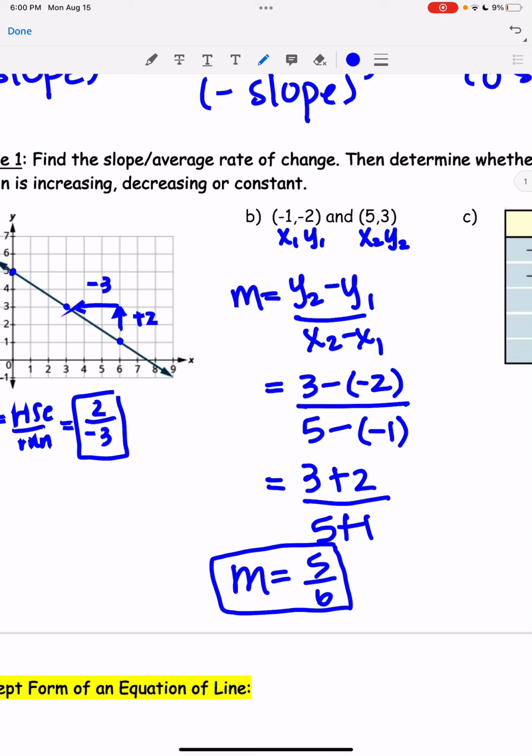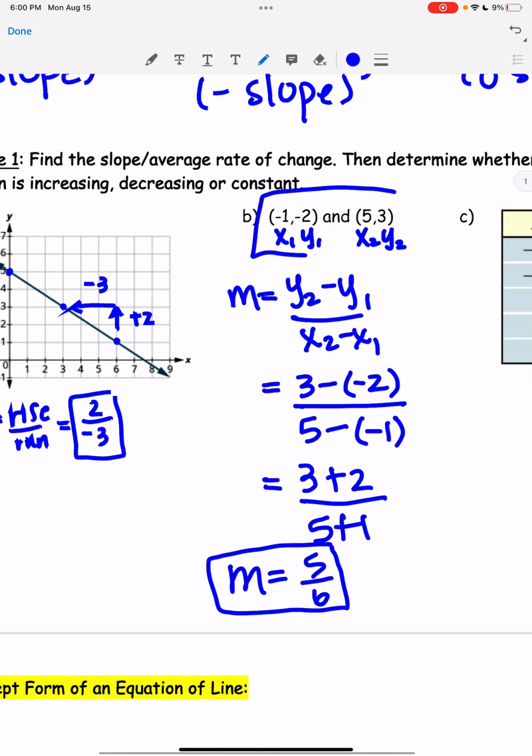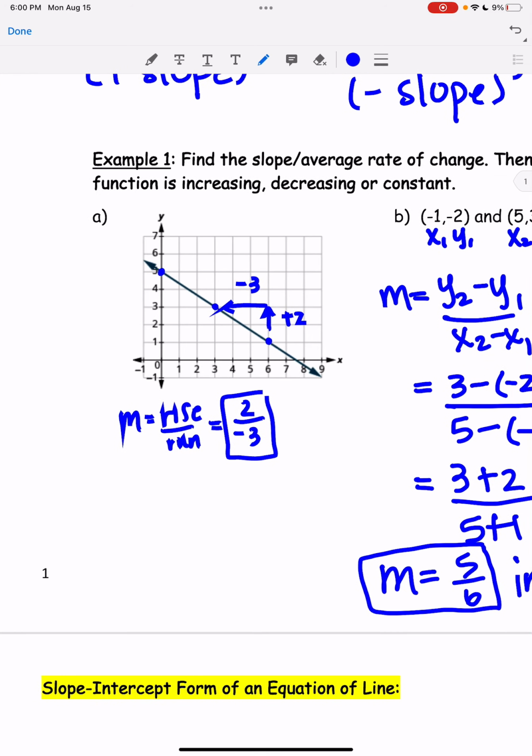Now we're supposed to be saying if this is increasing, decreasing, or constant. You could plot these points if you wanted to, and you could see that it's going up, but because I know my slope is positive, that does mean that this one is increasing. So if I go back to my first problem, I can see here that my answer is negative. Before even finding that slope, I can see that this line is going down when you go left to right. So this one is decreasing.